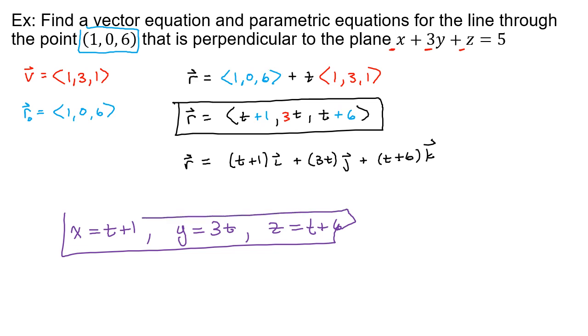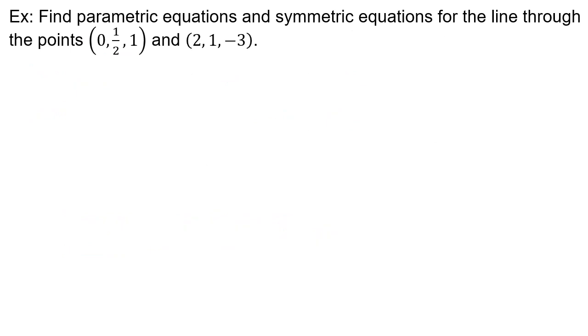Oops, I went right to the 6, didn't I? See if I can fix that a little bit. How about that? So that would be my parametric equations. If you want to do symmetric, by the way, you just take your parametric ones, solve them all for t, and set them equal to each other. I'll show you that on the next one.